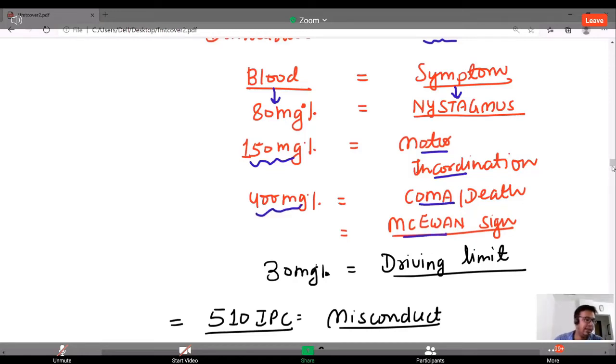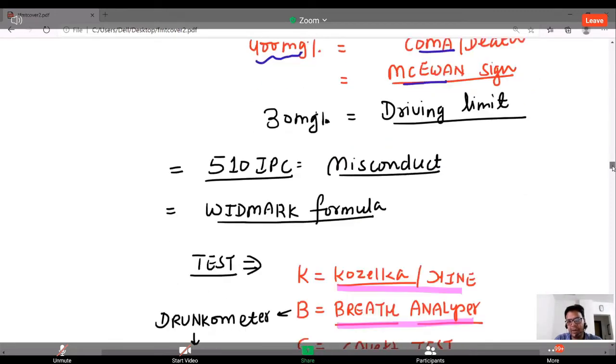And in coma and death, we have a classical sign which is known as Mac-Evan sign. So at 400 milligram percent, you have coma and death.